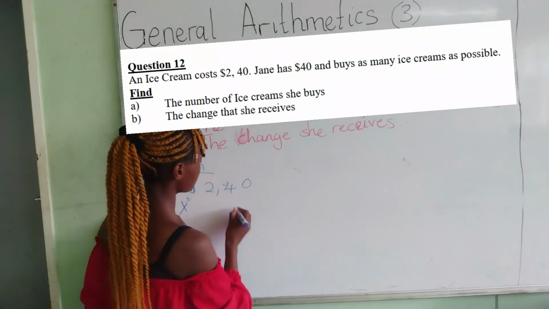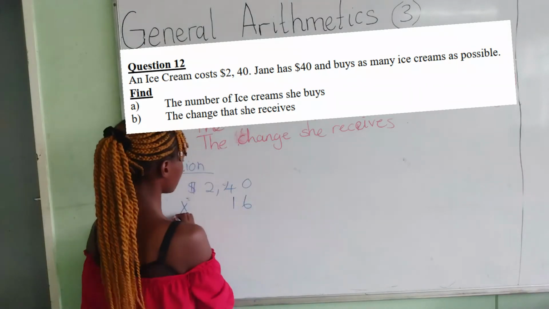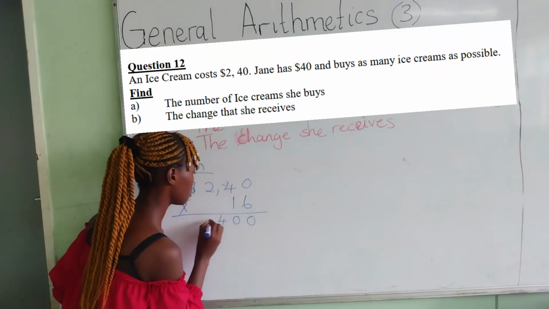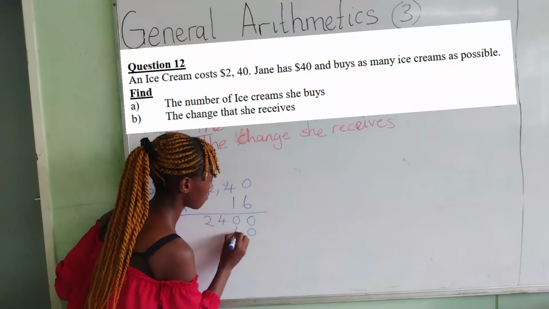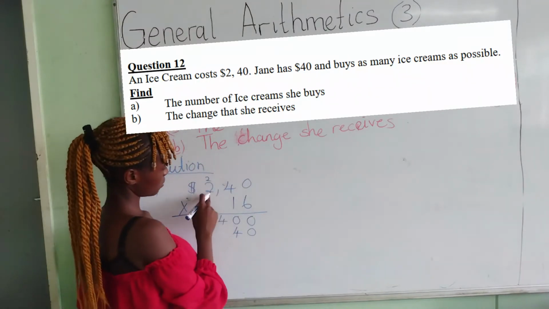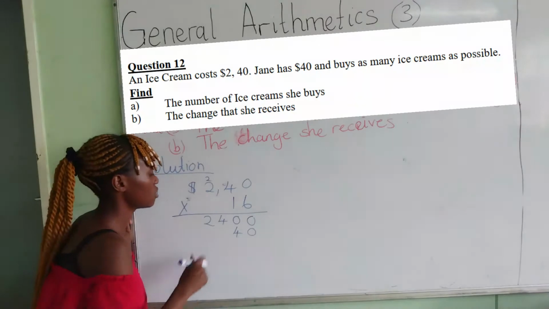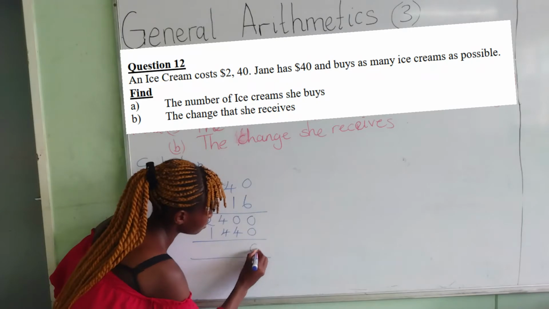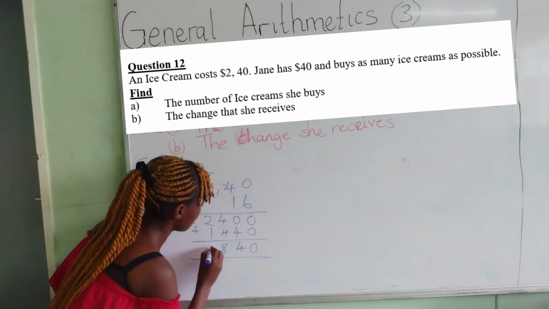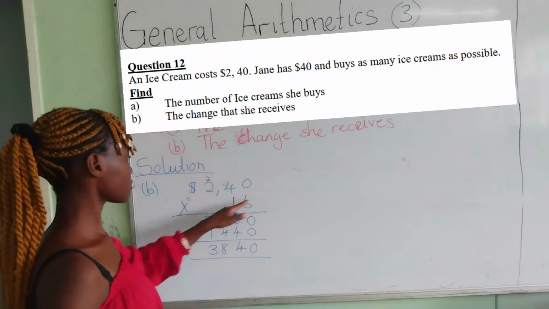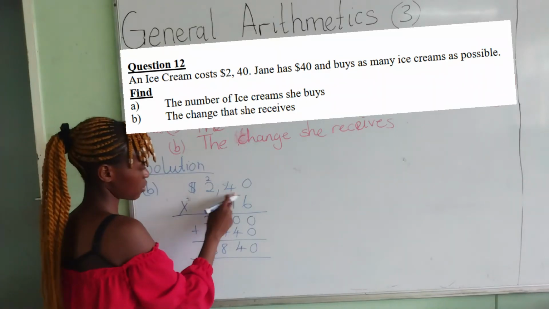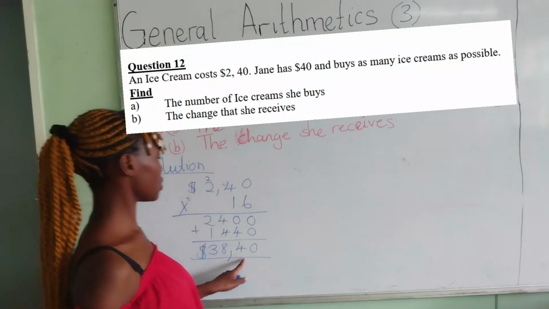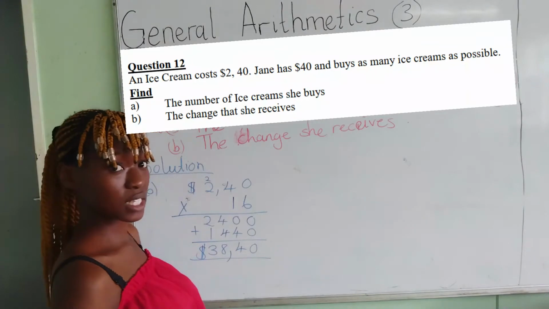times the number of ice creams bought. 0 here, 0, 4, 2, 0 here, 4, we carry, 6 by 2 is 12, 14, we add, 0, 4, 8, 3. So we count the number of decimal places, 1, 2, so it's $38.40. That's the cost for the 16 ice creams.